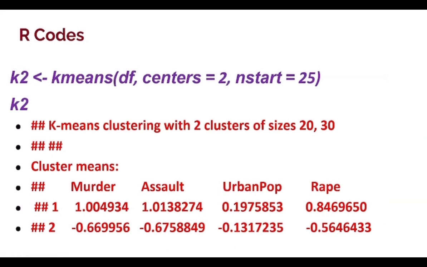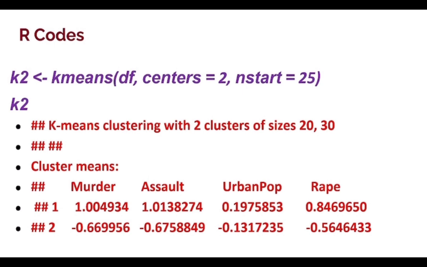So I'm going to start with K2. Here you see centers equal to 2, right? The centers equal to 2 actually means I want to start with two clusters. I want to start with two categories. So that's exactly what I mean. And if I start with two categories, I want the number of starts to be 25. Take a look at that. This number of starts has to be more than one.